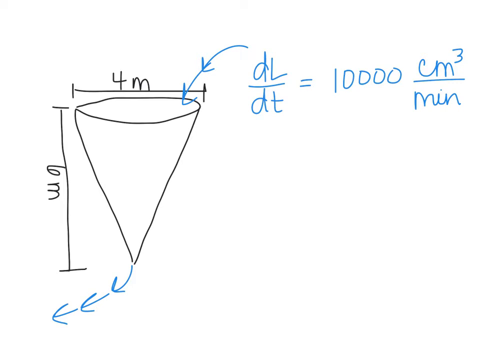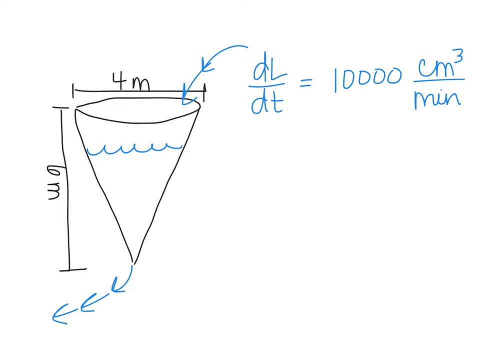It says if the water level is rising at a rate of 20 centimeters per minute. So let me draw in my water rising. Clearly I'm going to be pumping water in at a higher rate than 10,000 cubic centimeters per minute. In order for the water to rise, the rate at which I'm pumping water in has to be bigger than the rate at which it's leaking out.